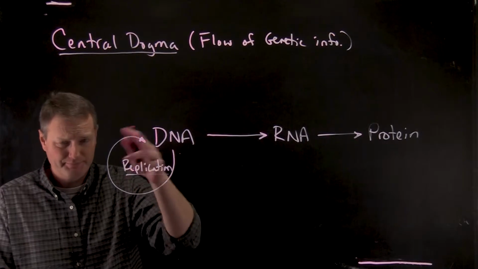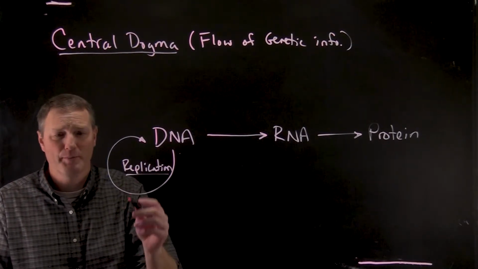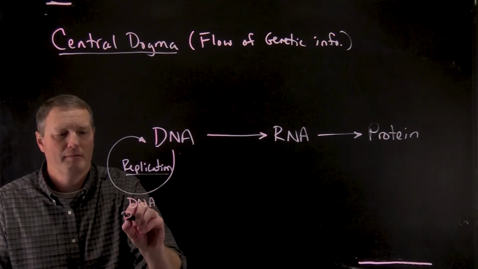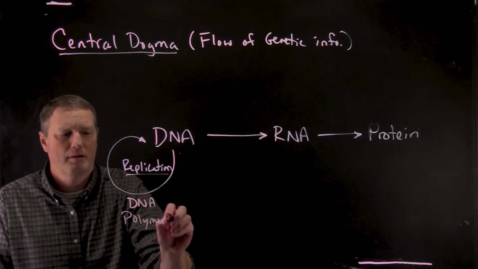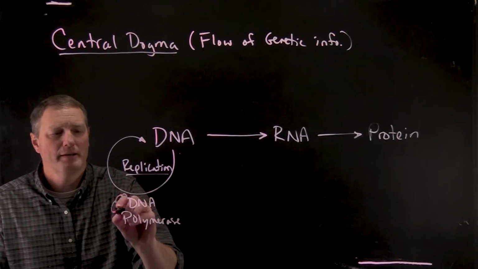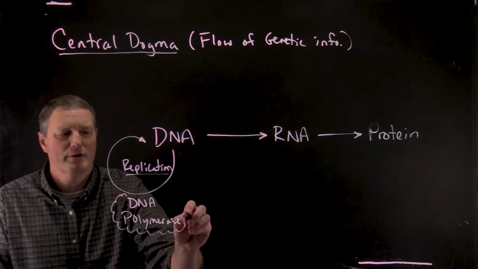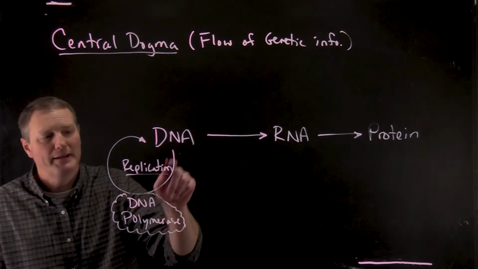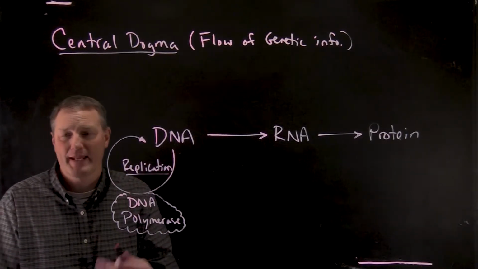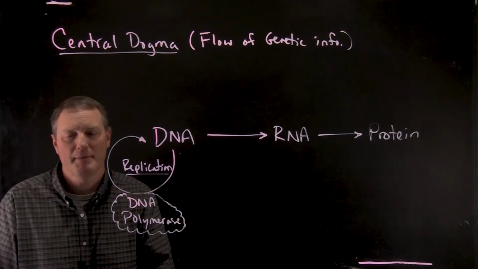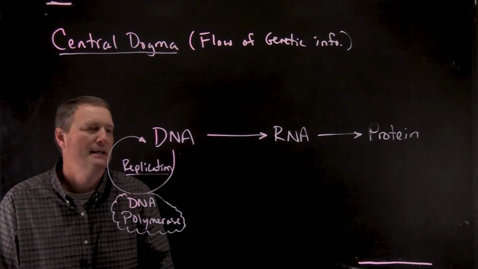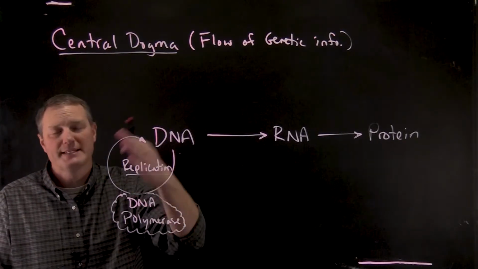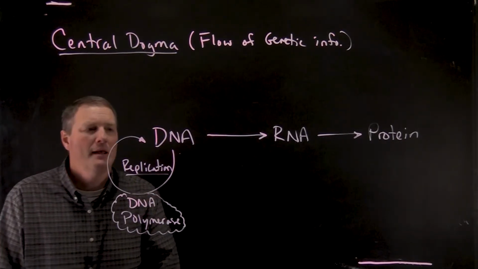This process of replication is performed by a special enzyme called DNA polymerase. I'm going to put an enzyme name in one of these cloud boxes just to indicate that it is a protein enzyme. DNA polymerase is the enzyme that can copy DNA and basically make multiple copies in cells. So that's the first part of the central dogma, is that DNA has to be able to replicate.